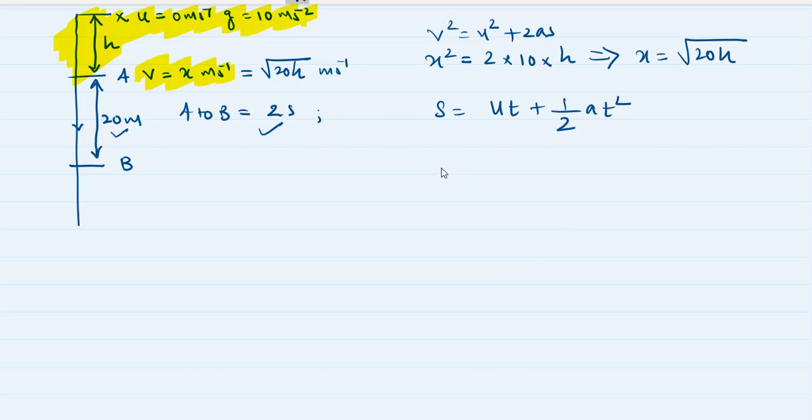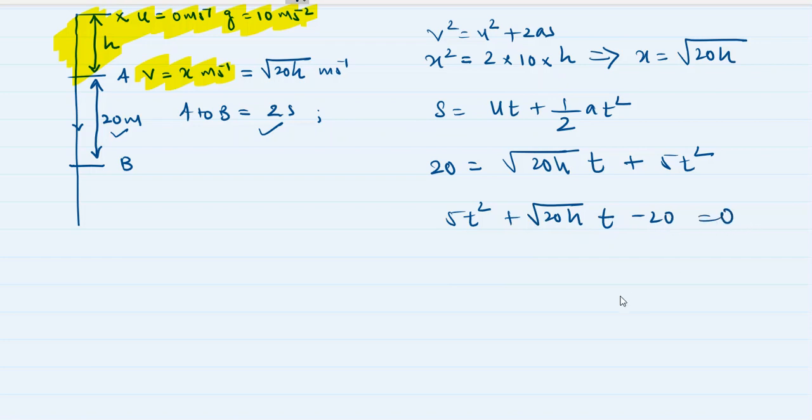s is 20. This is root of 20 times h multiplied by t plus half at square, which is 5t square. Now can I write it as 5t square, because then I'm not getting answers, right? So this might help. 5t square plus root of 20h times t minus 20 is equal to 0.